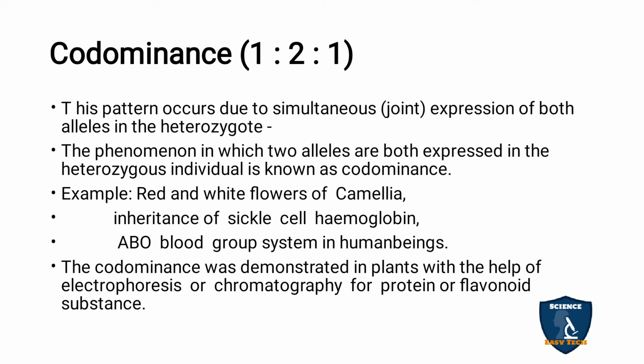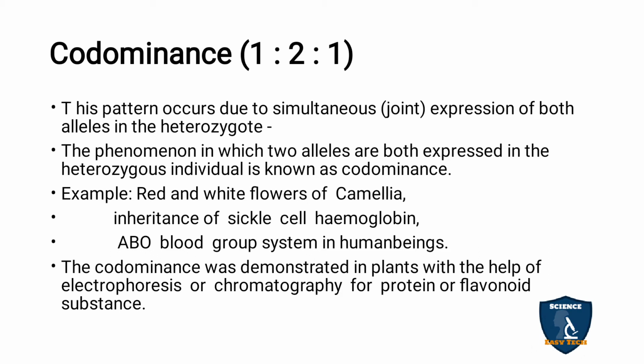Okay. So the best examples here they had provided are red and white flowers of Camellia, inheritance of sickle cell hemoglobin, and the ABO blood groups system in human beings. And codominance was demonstrated in plants with the help of electrophoresis or chromatography for protein or flavonoid substances too. So this can be seen in the ABO blood group.